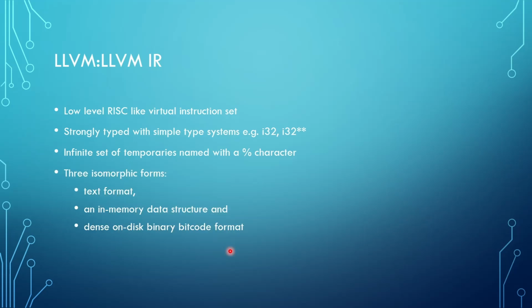Beyond being implemented as a language, LLVM is actually defined in three isomorphic forms: the textual format that we just saw, an in-memory data structure inspected and modified by optimizations, and an efficient and dense on-disk binary bitcode format. The LLVM project also provides tools to convert between text format, the .ll file, and the bitcode format. llvm-as is used to convert from text to bitcode, and llvm-dis is used to convert from bitcode to text format.